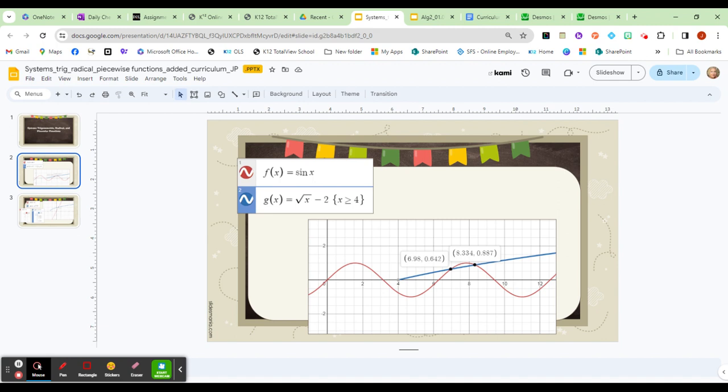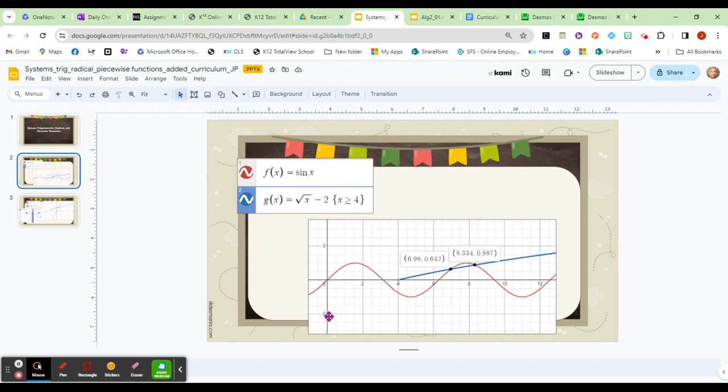We want to make sure that our students understand that systems aren't always just two lines or a line and a quadratic or a line and maybe an absolute value graph. It can go further beyond into graphs of trig functions, radical functions, and piecewise functions. So my red graph is my sine graph. You can tell that I use Desmos here. My blue graph is the square root of x and then minus 2 on the outside.